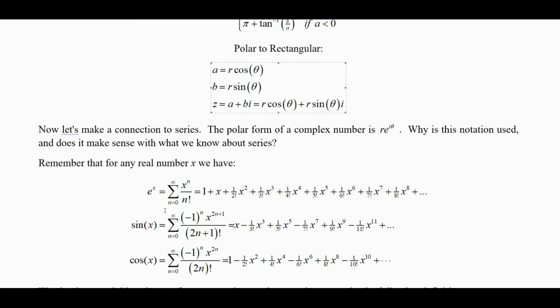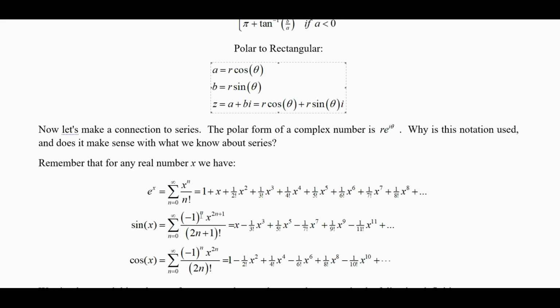So remember, for any real number x, e to the x, which converges everywhere, was just the sum from n equals 0 to infinity of x to the n over n factorial. In other words, 1 plus x plus 1 over 2 factorial x squared plus 1 over 3 factorial x cubed plus 1 over 4 factorial x to the fourth, and so on.